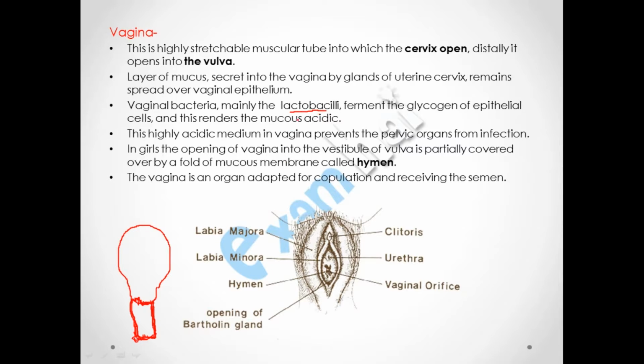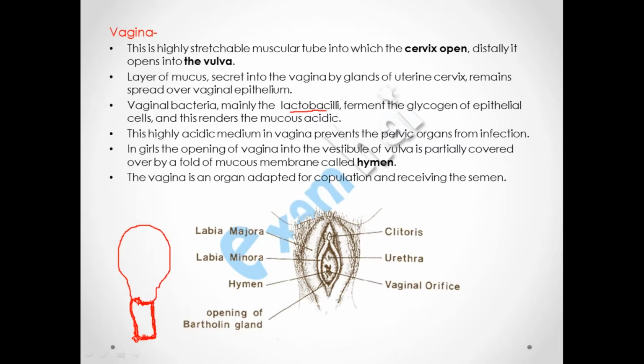So these lactobacilli are the vaginal bacteria which protect the vagina from other bacteria. These lactobacilli are actually skin-friendly bacteria which are present inside the vagina and protect it from other types of infections. Okay, so these lactobacilli produce an acidic environment around the vagina, so that no other bacteria can infect the female vaginal part. Okay, so in girls, the vulva has a covering which is called the hymen.